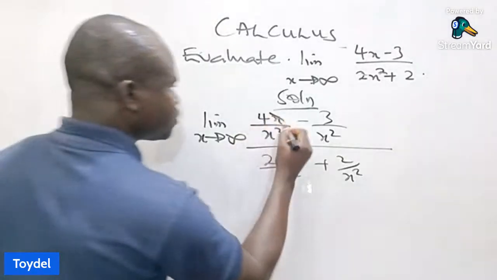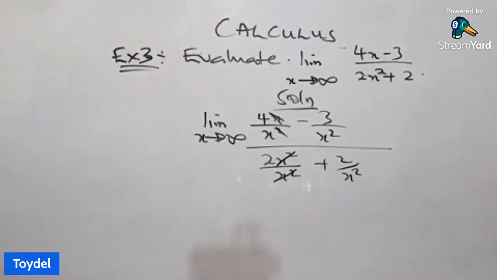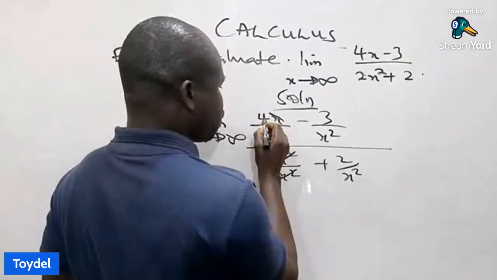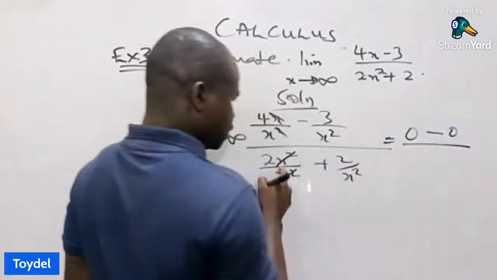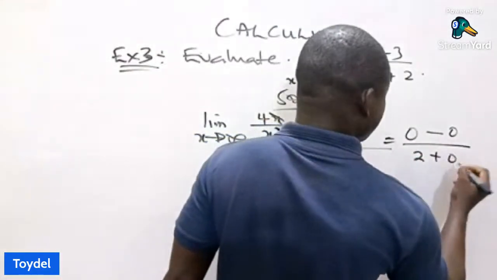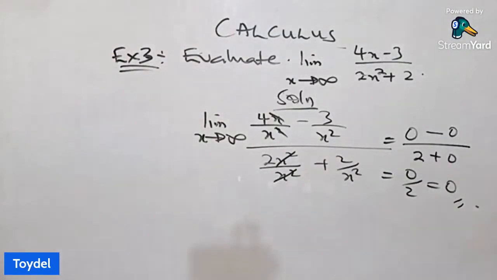So what is the implication? This will cancel this. At the end of the day, all the values that have x at the denominator will tend to 0. They will vanish. And once they vanish, you can get your answer. So in essence, here I'm going to have 4 all over x, it will be 0, minus 3 all over x squared will be 0, all over 2 plus 0. At the end of the day, you have 0 over 2. The answer will be 0. Okay? That is how to go about that.